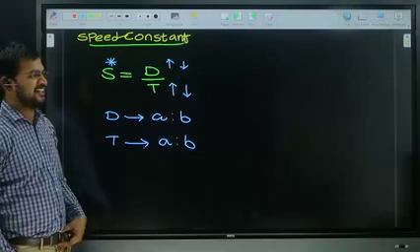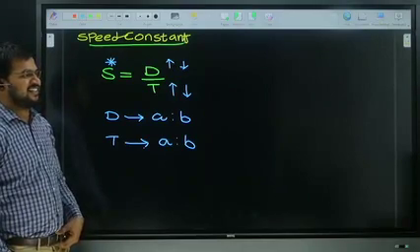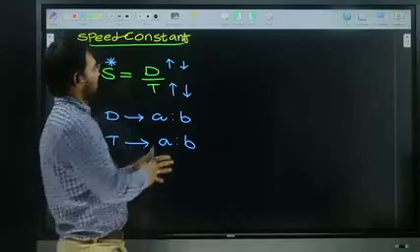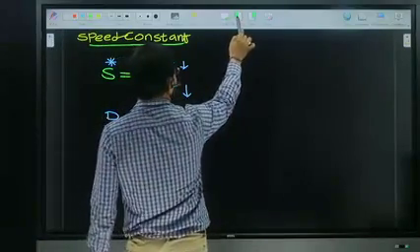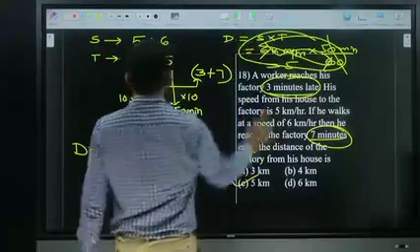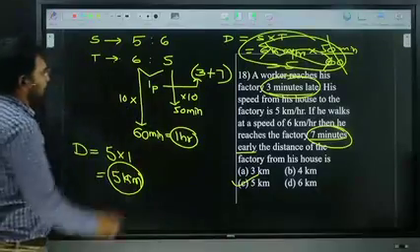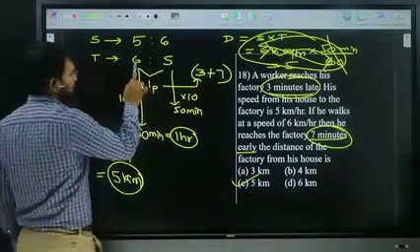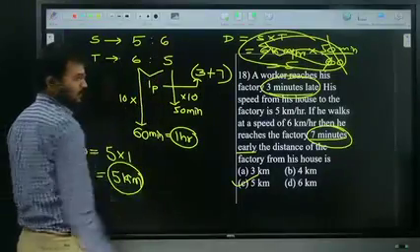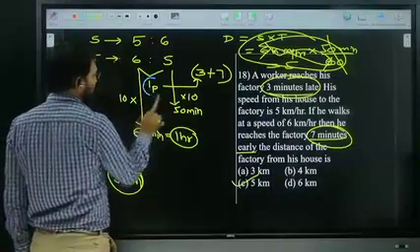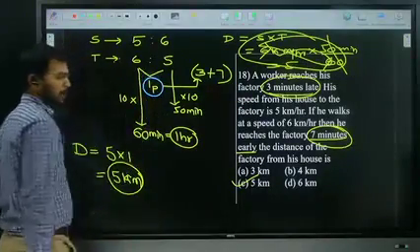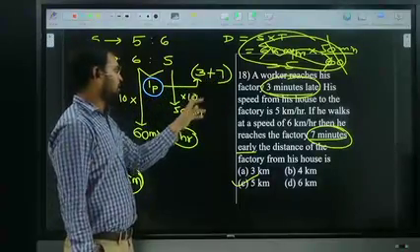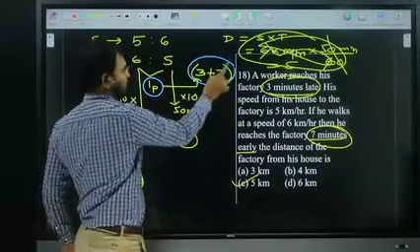Sunny, are you clear in the previous question? Why are you taking 6 into 10? I will explain, Sunny, don't worry. In terms of parts, 6 parts and 5 parts. Therefore, the difference is how many parts? Only one part. One part is nothing but how many minutes? 10 minutes. One part is 10 minutes.